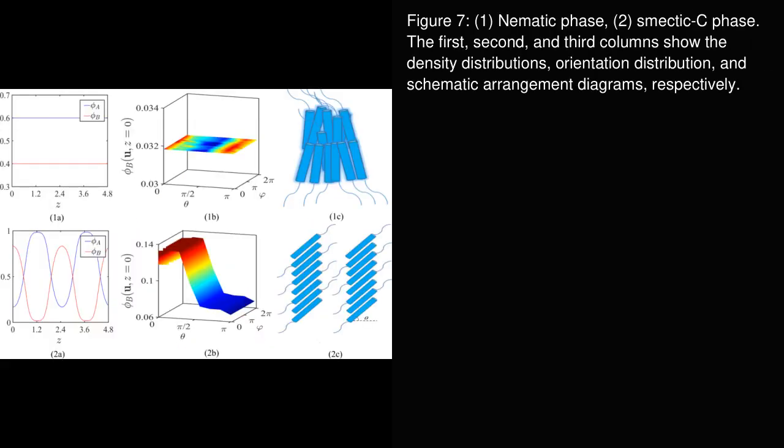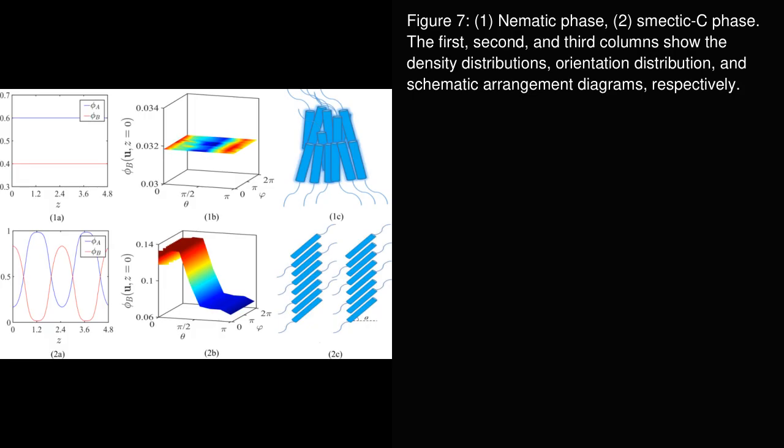Figure 7 illustrates 2 ordered phases obtained from the SCFT calculations, the nematic phase and the smectic C phase. The figure consists of 3 columns for each phase representing the density distributions, orientation distributions, and schematic molecular arrangement diagrams. For the nematic phase, seen in panels 1A, B, and C, the density distributions phi A and phi B show expected compositional profiles, with phi A equal to the volume fraction f and phi B as its complement.